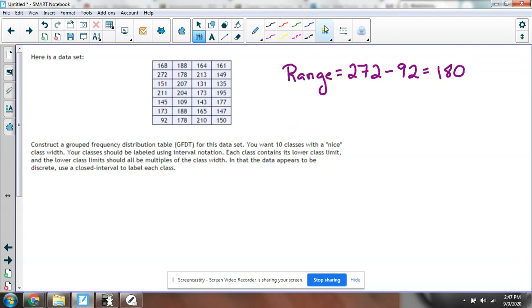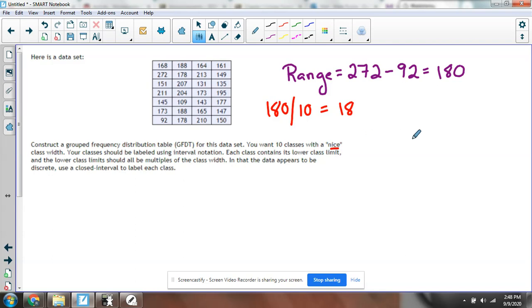So we want 10 intervals. So we're going to take our 180. I'm sure you already did all this because judging by your answers, this is what you would have gotten. 180 divided by 10. I get an interval or class width of 18. But the problem is that's not really nice enough.